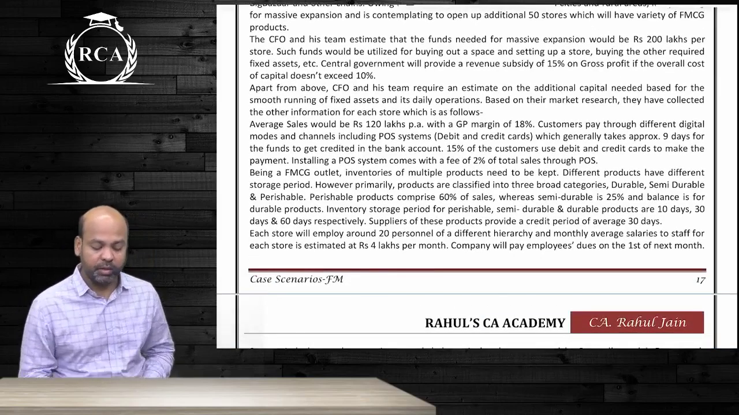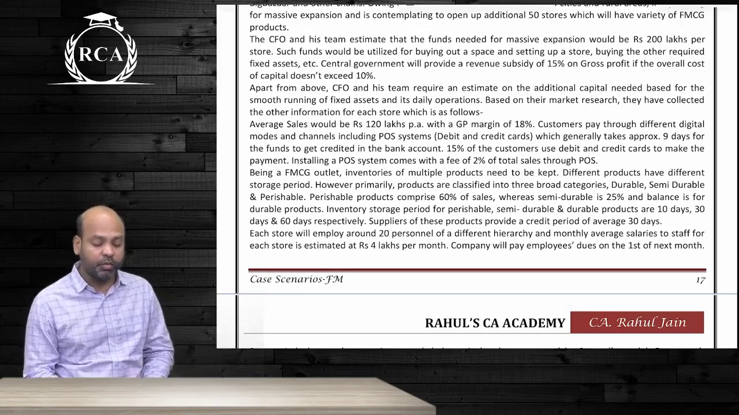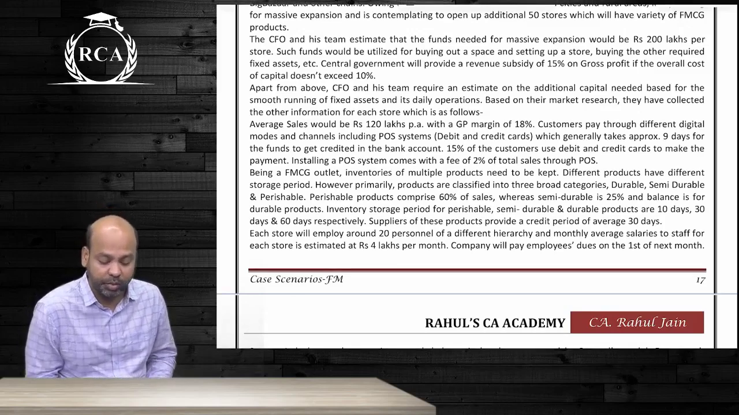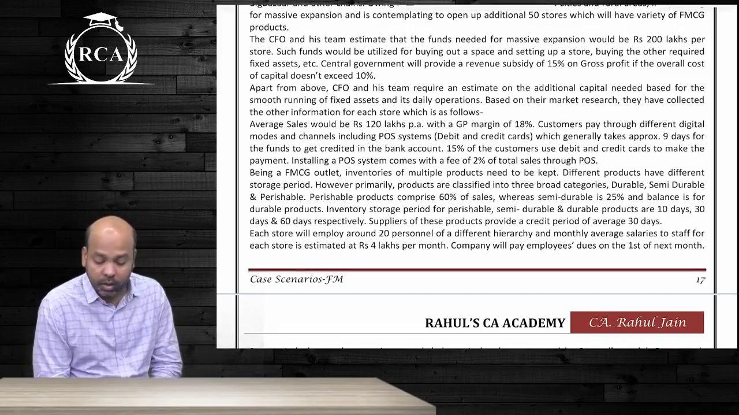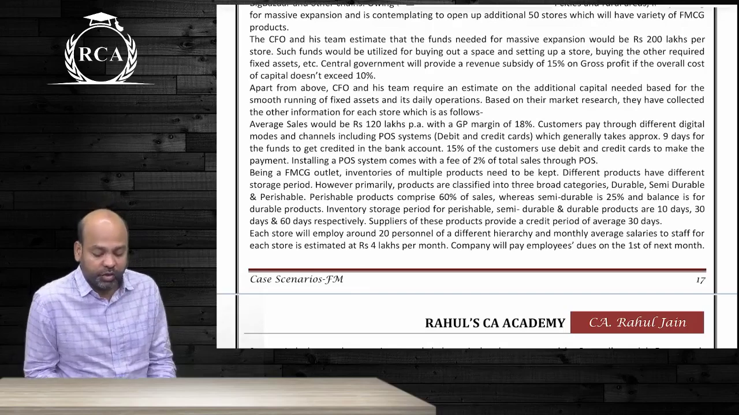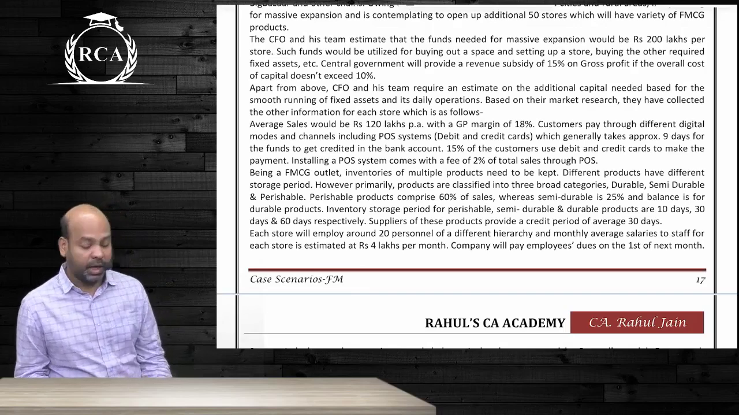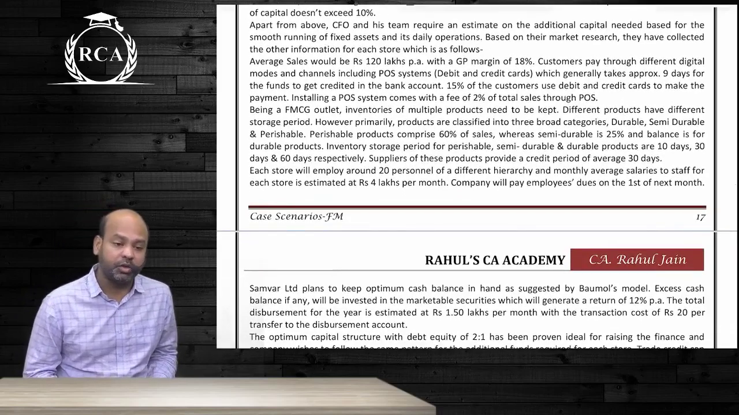Apart from the above, the CFO and his team require an estimate of the additional capital needed for the smooth running of fixed assets and its daily operations. Working capital requirement. Based on their market research, they have collected the other information for each store, which is as follows. Average sales would be 120 lakhs per annum with a GP margin of 18%.